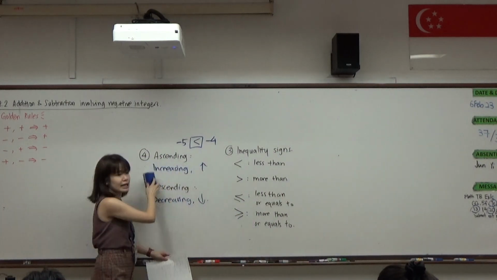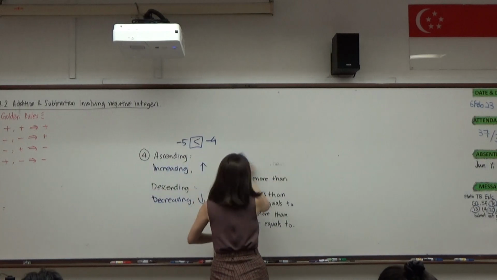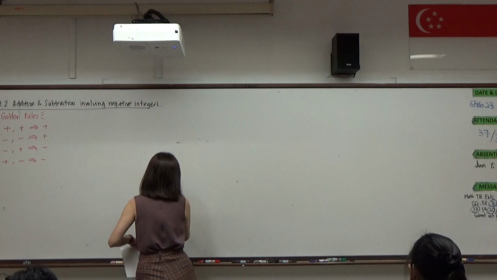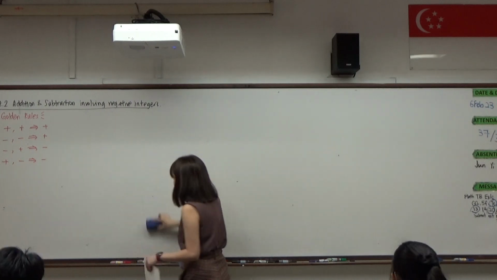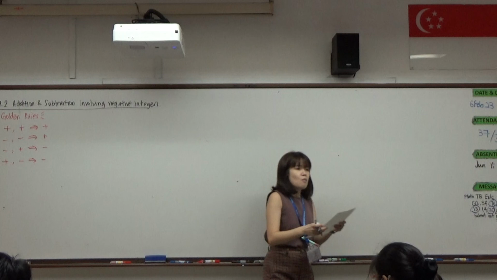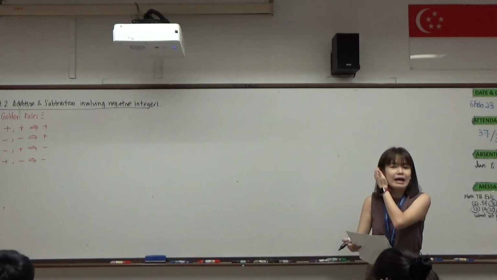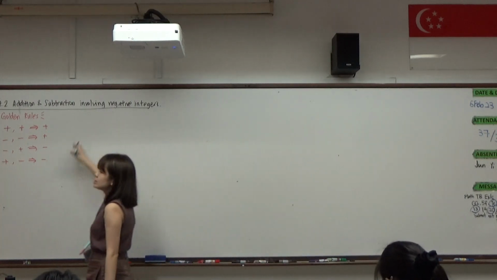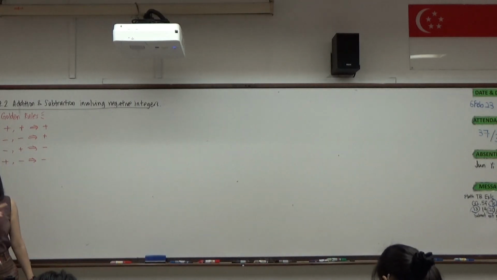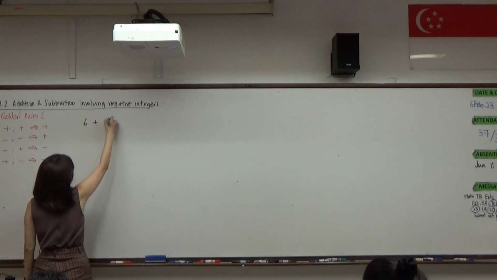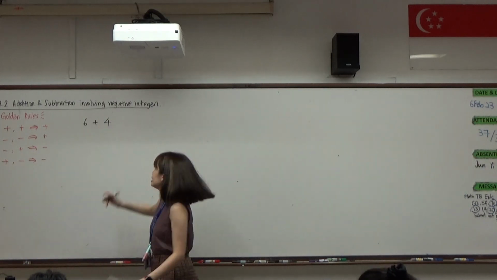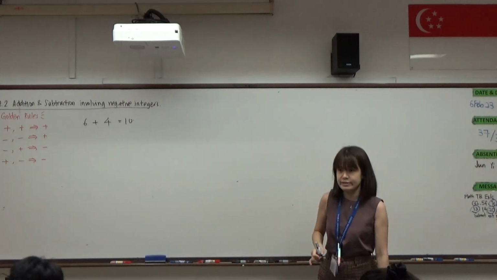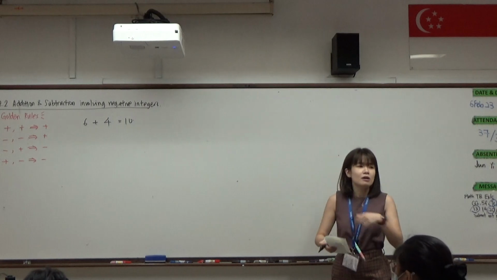I erased this part already. So let's look at how we're going to use that. What we'll first do is to learn about addition and subtraction involving negative integers. Something that we already know since your first day in primary school. What is 6 plus 4? 10, right? If you don't know what is 6 plus 4, I'm very worried. So 6 plus 4 equals 10.